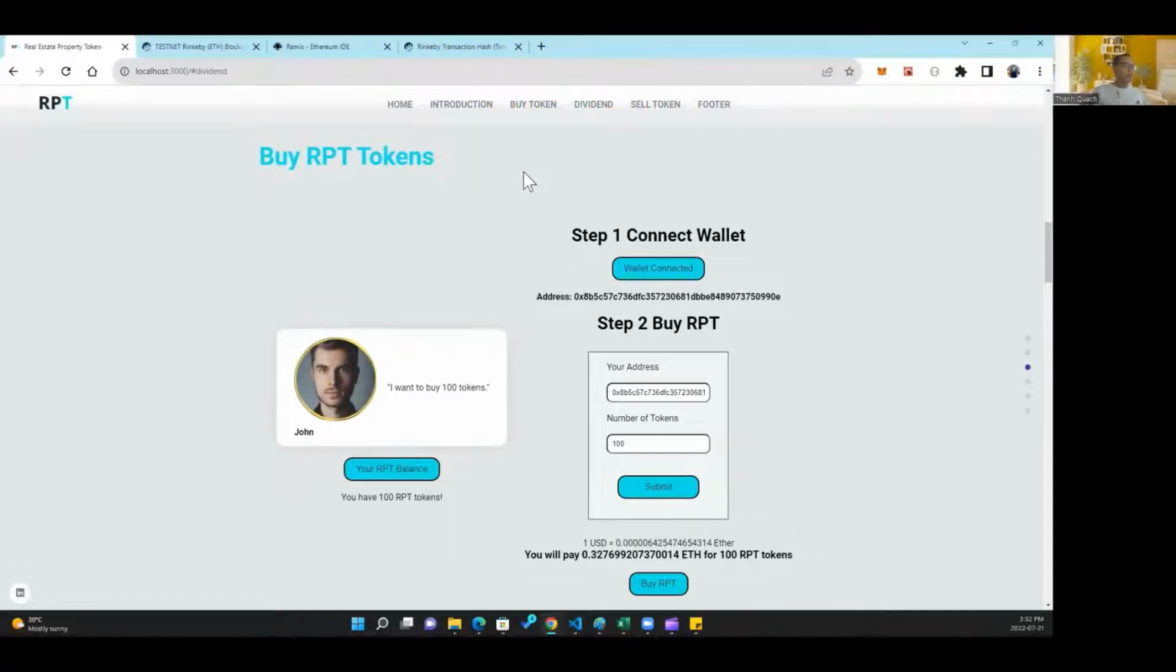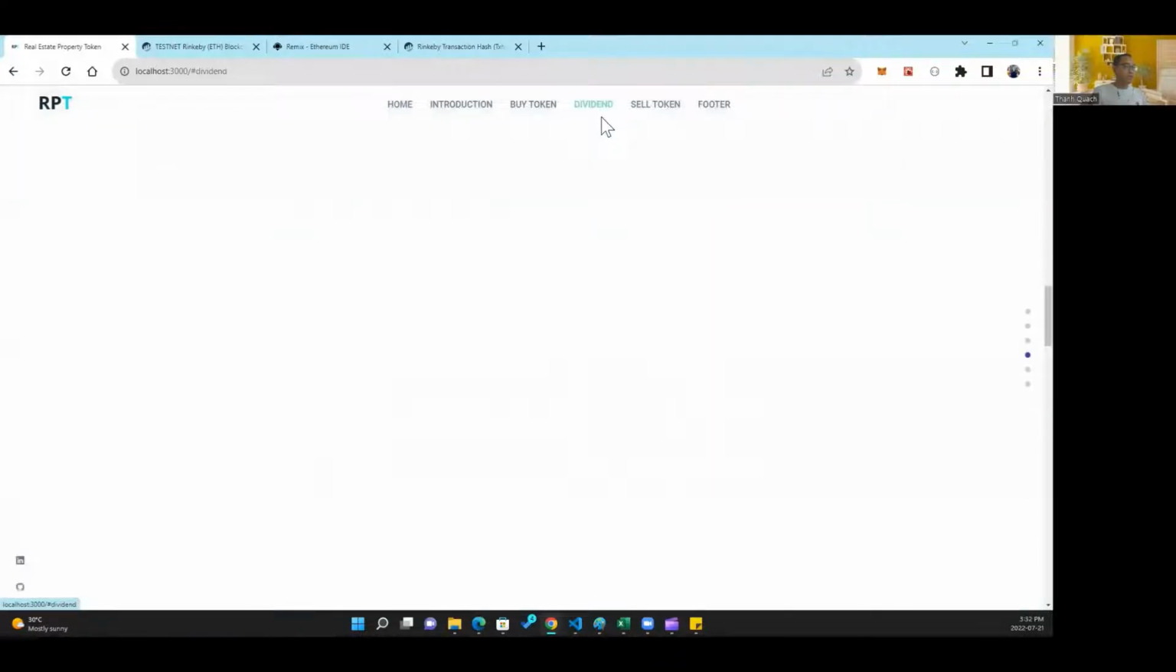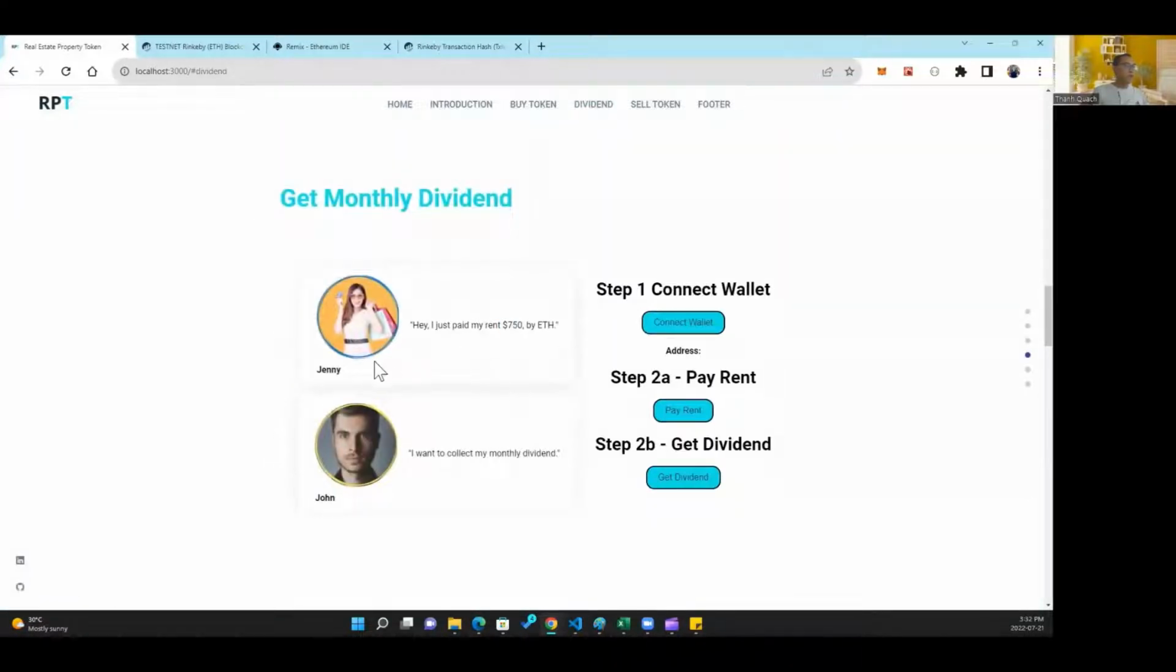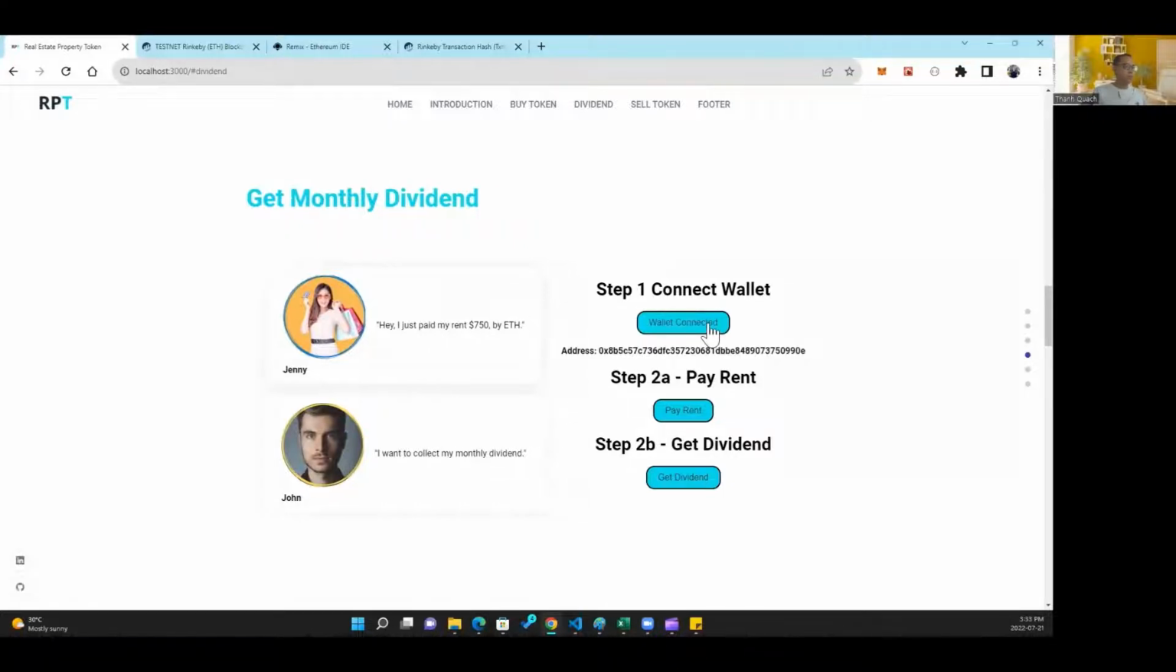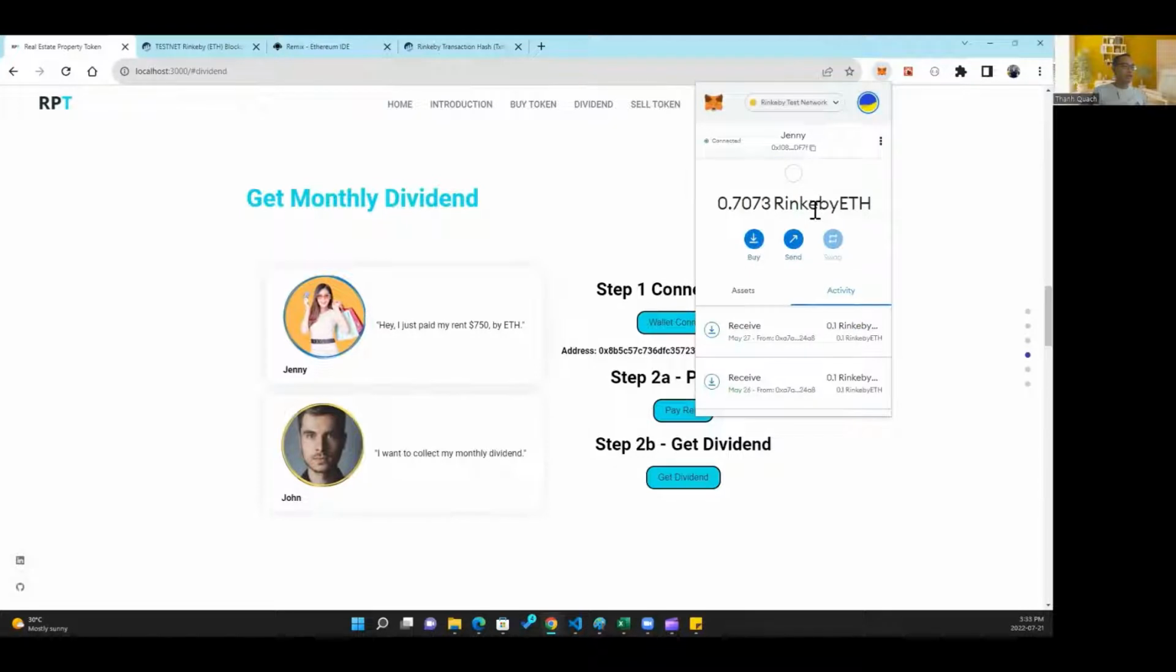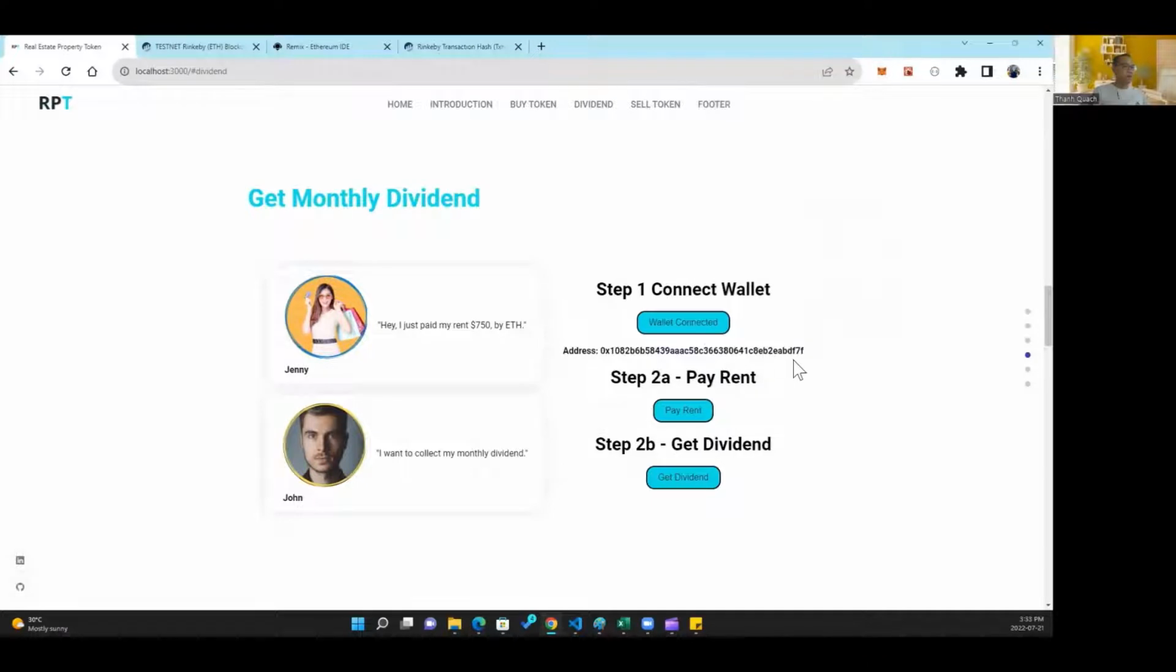The next step is to demonstrate the dividends function, which means that the tenants will pay rent in Ethereum, and John is entitled to around 30% of that amount of money. So let's get to the dividend part. This is Jenny, and Jenny is the tenant in that building, and she pays $750 for her rent in Ethereum. So now let's connect Jenny's wallet. So this is Jenny, connect. Okay, DF7F, hit connect again. Okay, DF7F. And I'm just going to hit pay rent.